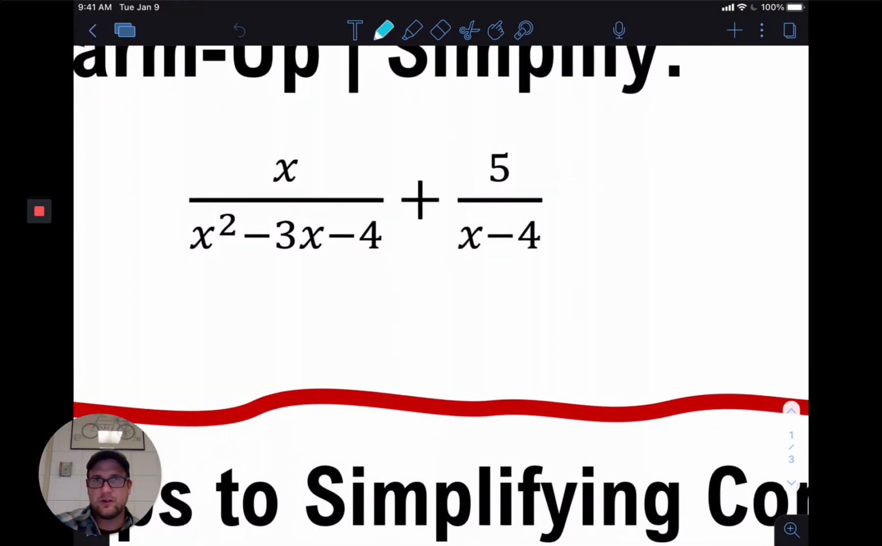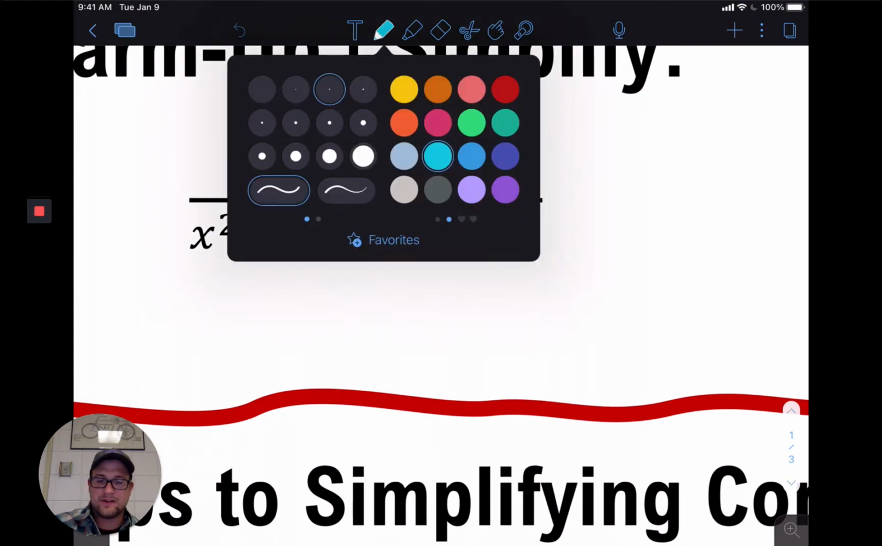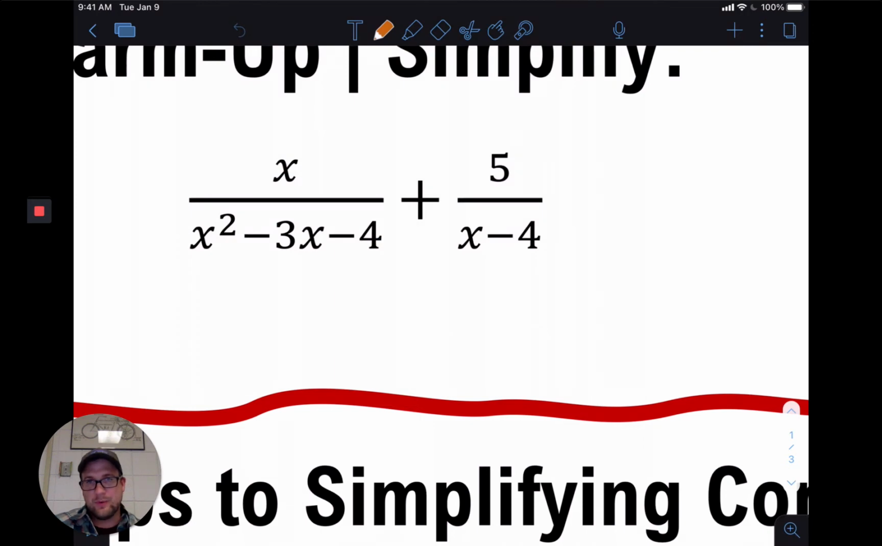So in this particular warm-up problem, we're being asked to add two rational expressions, which is what we talked about yesterday. Remember, the way we need to do this is we need to always start by factoring the denominators so that we can figure out what's common between them and what the other one needs. So if I factor this first denominator, this would be an x minus 4 and an x plus 1.